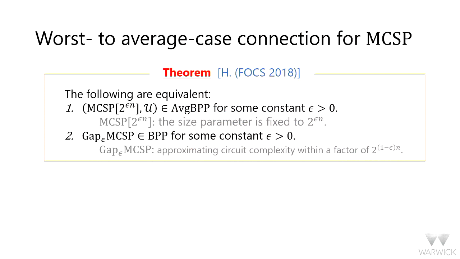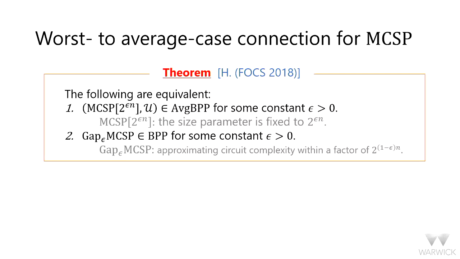We can prove that worst case and average case complexity of MCSP are equivalent. The statement looks like this: the following two statements are equivalent. The first statement says that MCSP is easy on average. Here, MCSP[2^{εn}] means that the size parameter is fixed to 2 to the epsilon n, and we consider U, which stands for the uniform distribution. So the distributional problem we consider is as follows. You are given a uniformly random string, and you want to decide whether there is a small circuit of size 2 to the epsilon n that computes the function specified by the uniform random string. That's the distributional problem we consider.